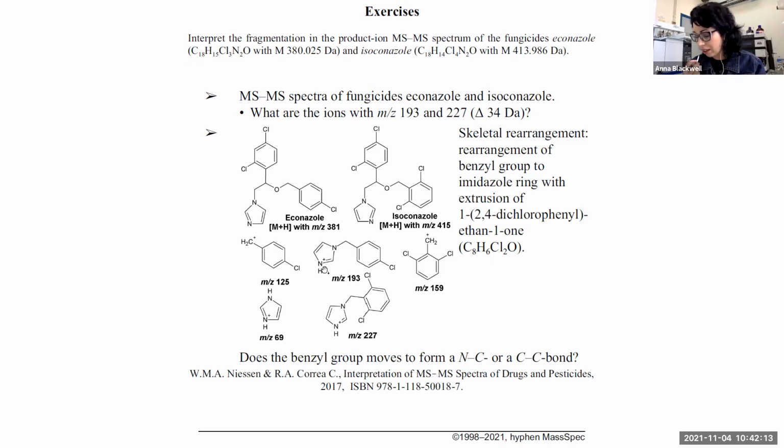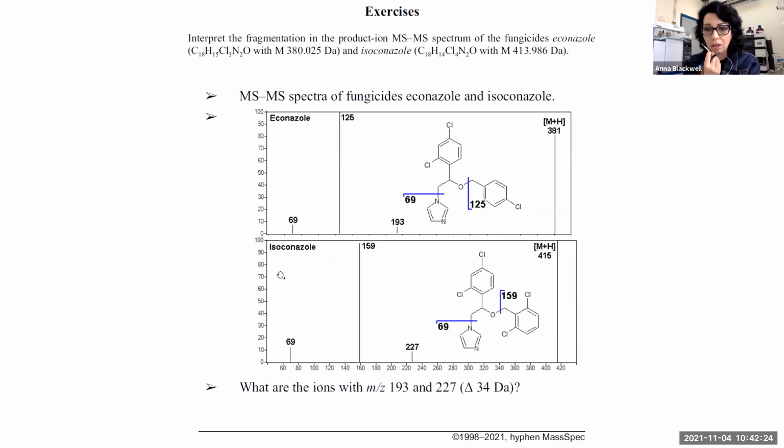I suppose that we didn't see a fragment with the mass 188 because it's maybe too stable. And what would be the fragment with 188? No, sorry.